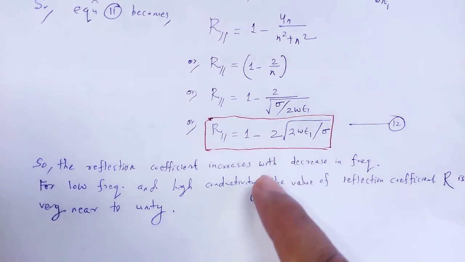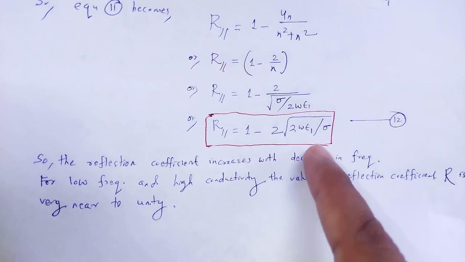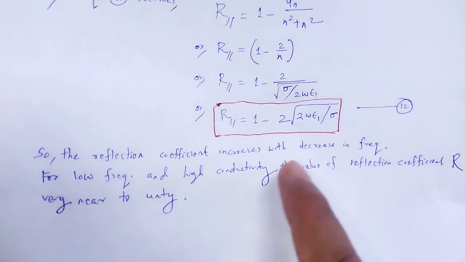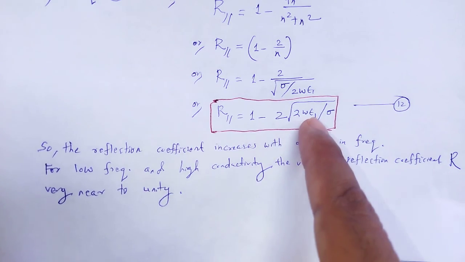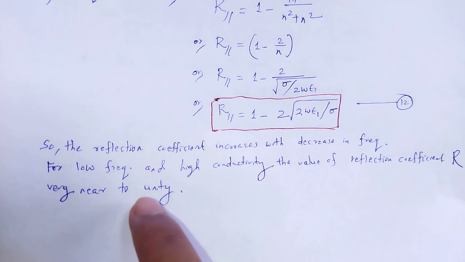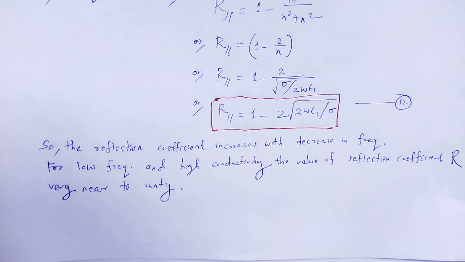From this, it is clear that the reflection coefficient increases with the decrease in frequency, means for low frequency and high conductivity, the value of reflection coefficient is very near to unity.